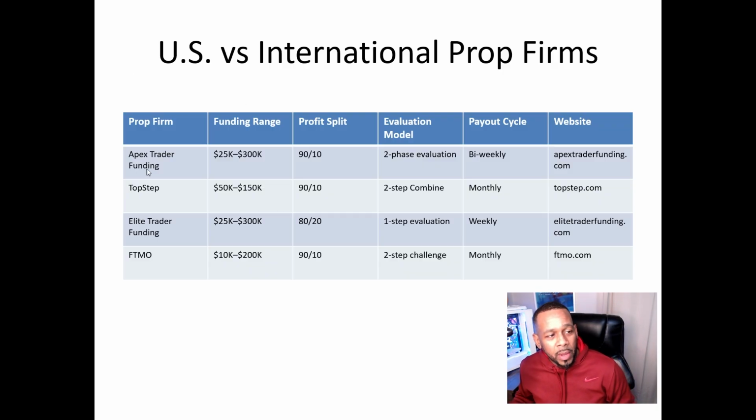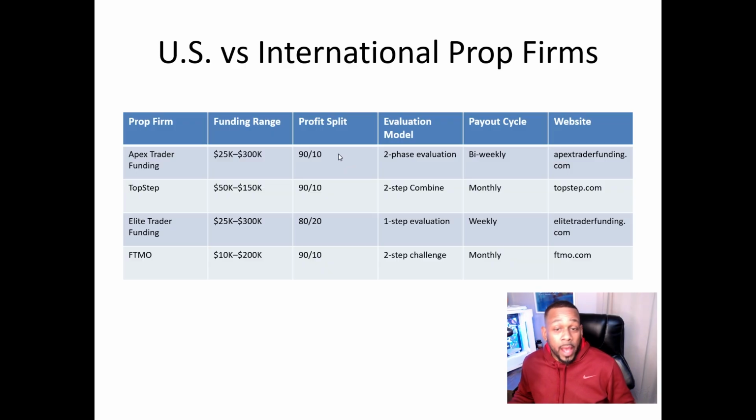So here we have Apex Trader Funding. You can get anywhere from a $25,000 account all the way up to a $300,000 account. They split a 90-10 once you get funded. So that's a good thing. I do know about them, and I know for me, the process is very arduous. They have a lot of rules that you need to know. You have to read up and understand what their process is.